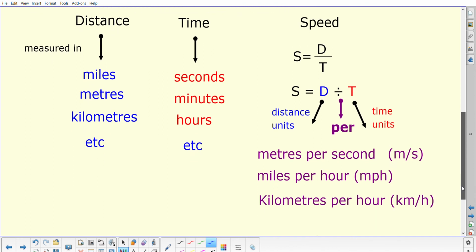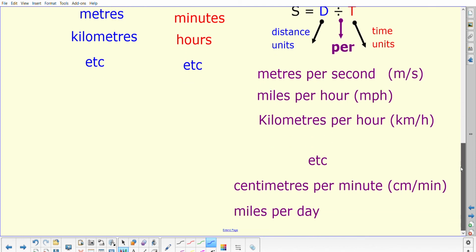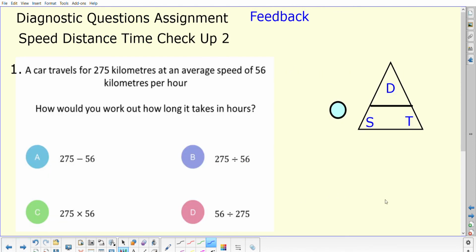Other common ones are miles per hour, might be kilometres per hour. Again, it just depends on what distance units. So distance units per time units based on what you put into the formula. There can be other ones there, so centimetres per minute, miles per day, and so on. So make sure you're aware of all those different questions.